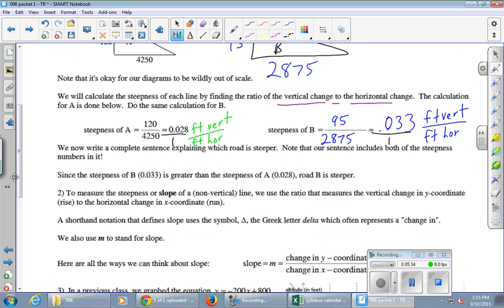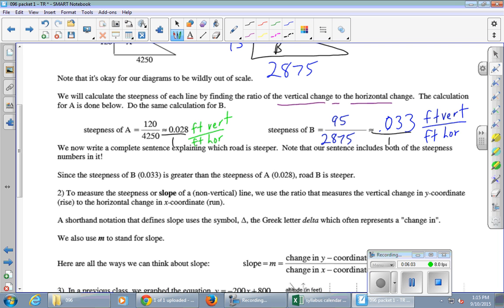So B is steeper, and here is a full credit sentence. Since the steepness of B, which is this 0.033, is greater than the steepness of A, which is the 0.028, road B is steeper. This is a very common quiz question for me. It's to write a complete sentence, and your sentence needs to get the two numbers in there, and also this word greater. Gotta make sure you get the right answer. B is the steeper one.